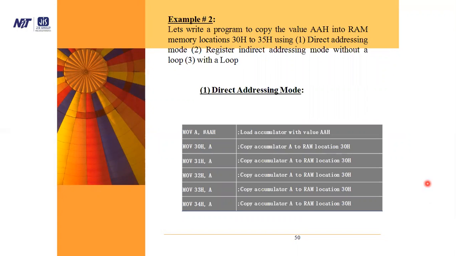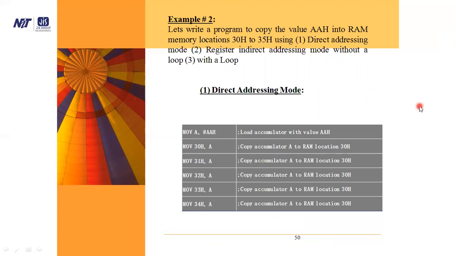Example 2: let's write a program to copy the value of AAH into RAM memory locations 30H to 35H. Number 1, direct addressing mode. Number 2, register indirect addressing mode without a loop. Number 3, with a loop. So the first one is direct addressing mode.